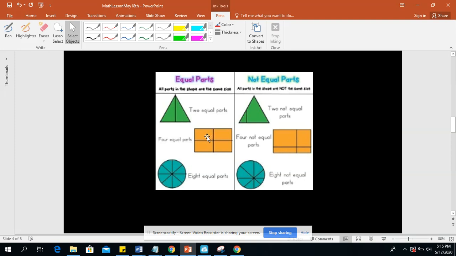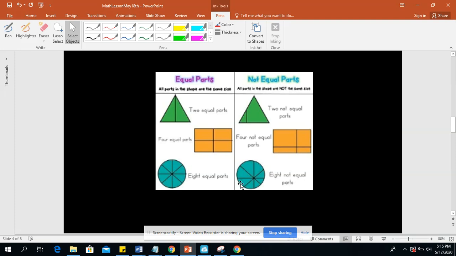Here's a rectangle divided into 4 equal parts. We know they're equal parts because this part, this part, this part, and this part are all the same size. And here's a circle divided into 8 equal parts.